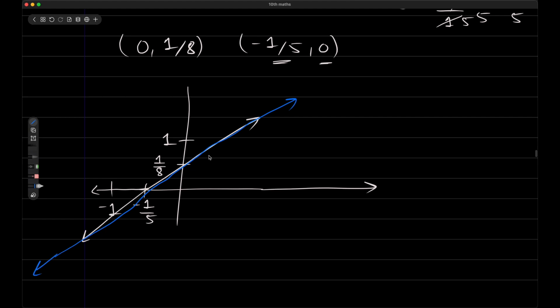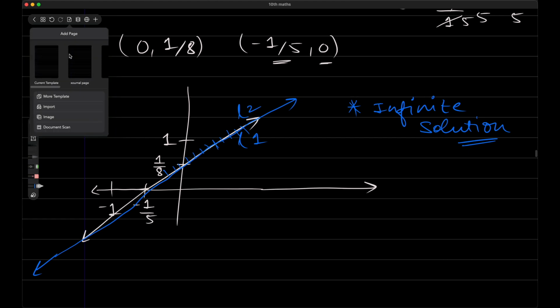Both the lines are coincident lines, that is, overlapping lines, hence it has infinite solutions. Each point on the line is a solution, hence there are infinite solutions.